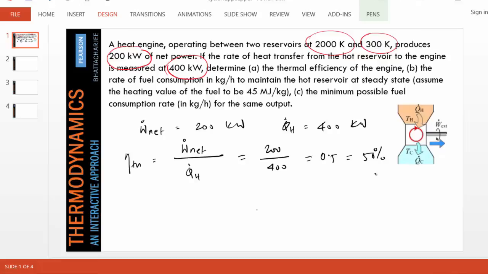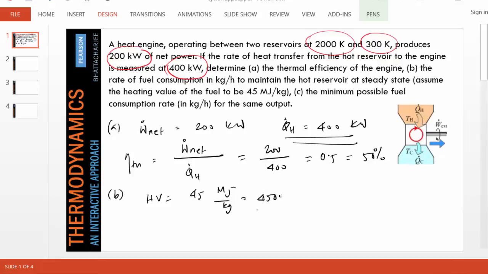The second part, B, is the rate of fuel consumption to maintain the hot reservoir at steady state. So see, the hot reservoir is supplying heat at the rate of 400 kilowatt to the engine. So how much fuel has to be burnt? To solve this part B, notice that the heating value, which is given as 45 million joule per kg, can be written as 45,000 kilojoule per kg.